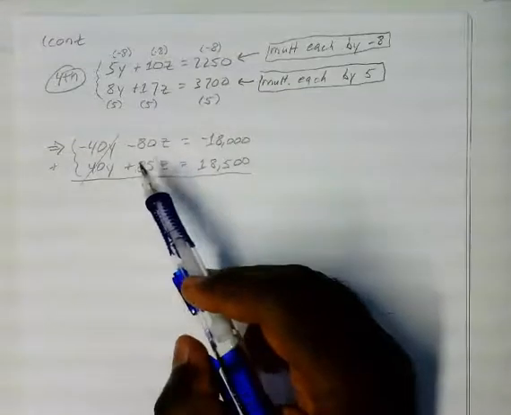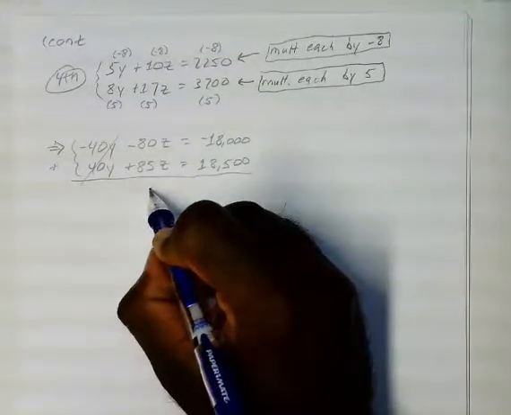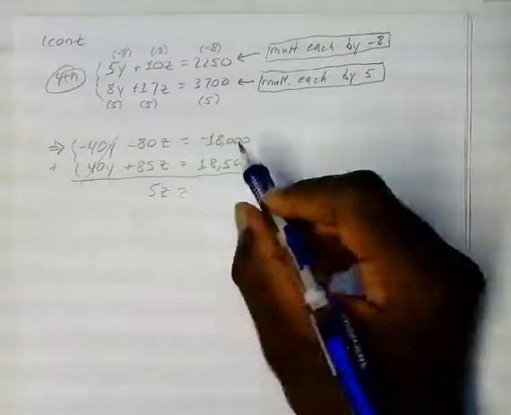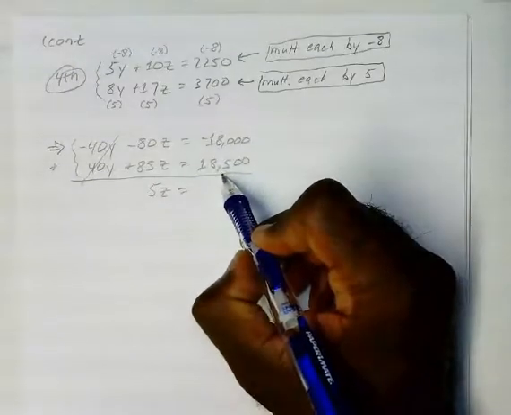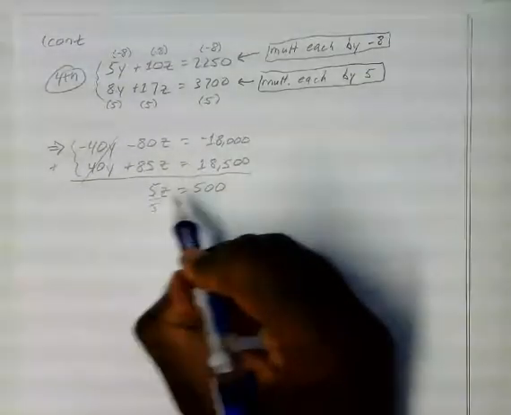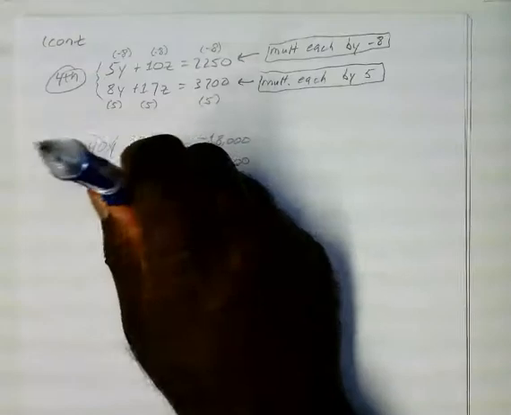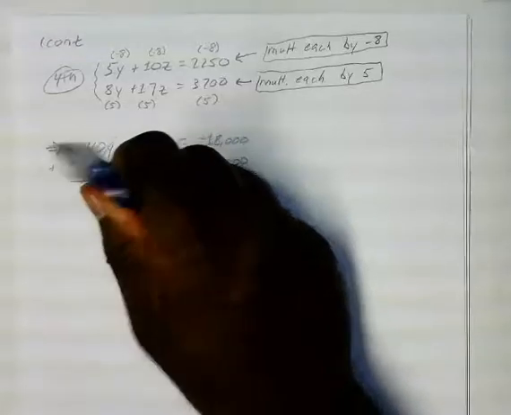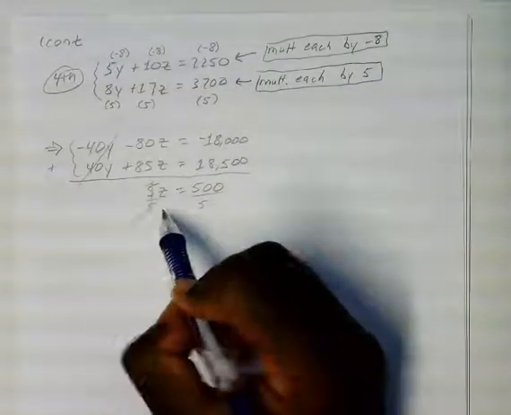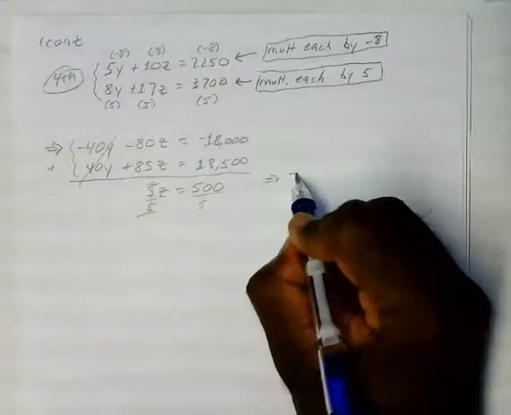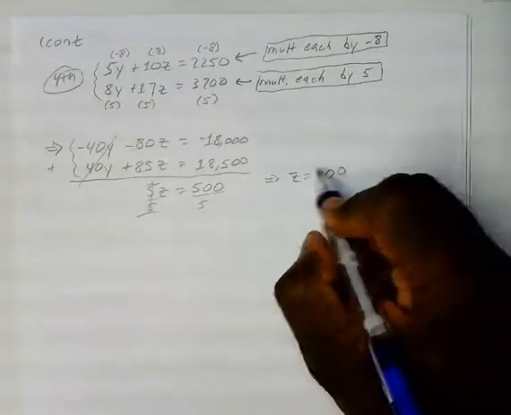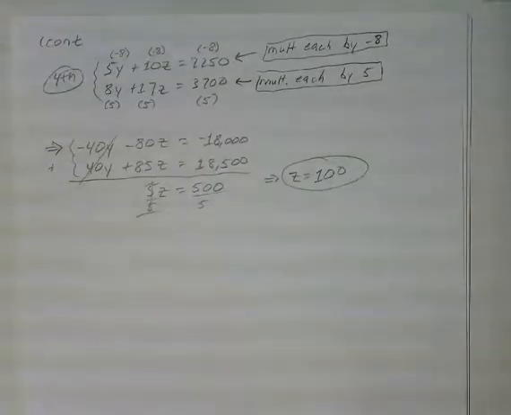Okay, so you have -80 plus 85 is +5. So you have 5z equals -18,000 plus 18,500 is 500. Okay, so if we divide both sides by 5, oops, that was a little messy. Let me clean that up some. Okay, anything divided by itself is just 1. So we end up with z equals 500 over 5, which is 100. So we have our first answer.